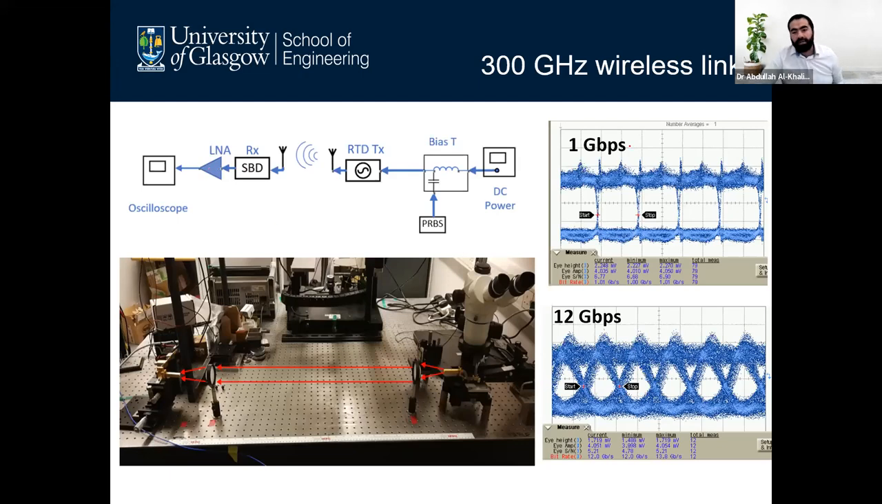And on the oscilloscope, we can see these data rates. So 1 gigabit per second, here up to 12 gigabits per second. This was the limit for the data generator. So we can see at 300 gigahertz, we have a decent distance of about 1 meter, and we can get some very high data rates.